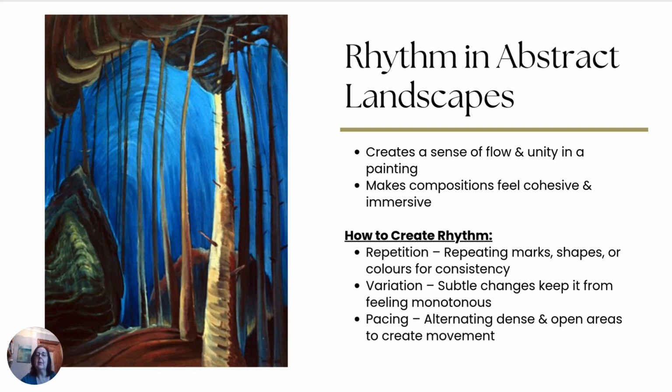Some abstract landscapes feel soft and meditative, while others feel bold and unpredictable. Rhythm plays a huge role in shaping that effect, and Emily Carr's Blue Sky is a great example. The painting is built on sweeping, curving forms that echo through the composition, creating a natural rhythm that makes the landscape feel alive. The repetition of sky and tree forms leads the eye through the painting, while variations in brushwork and tone keep it from feeling static.